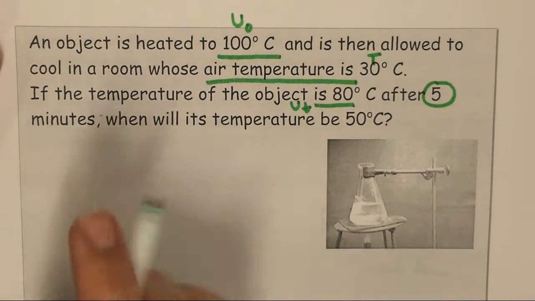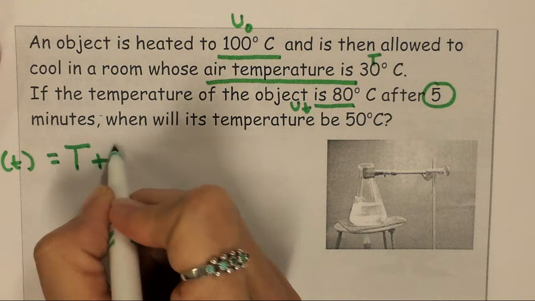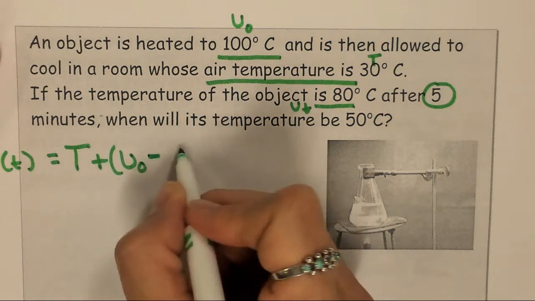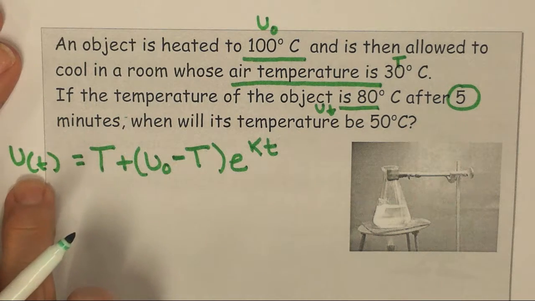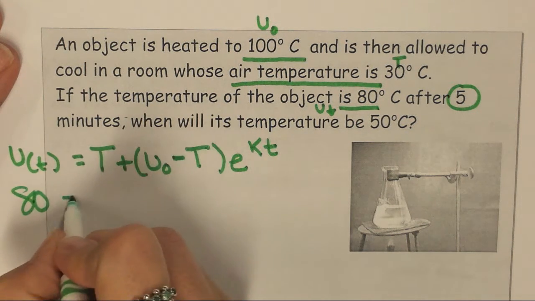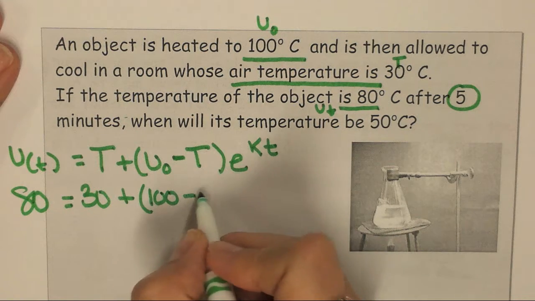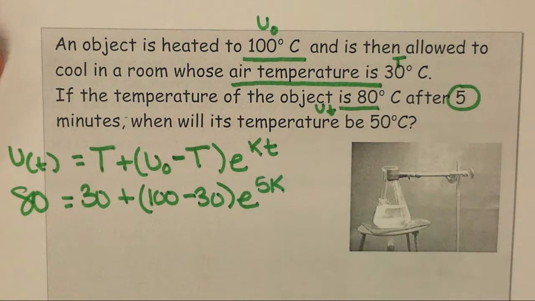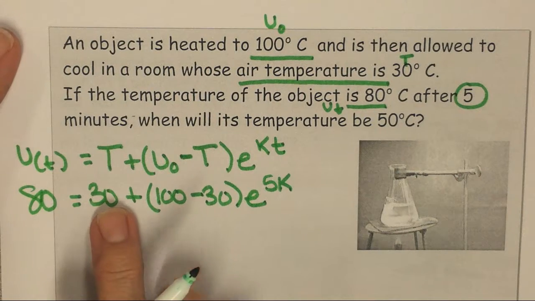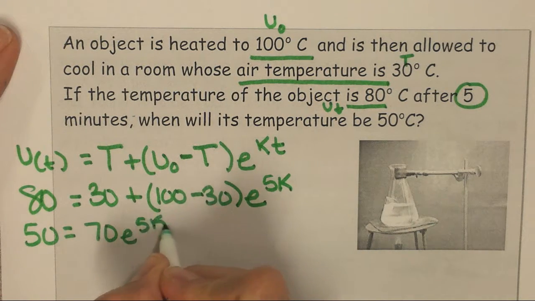So the formula that we're going to use again is U sub t, my ending temperature, is equal to the room temperature plus the initial temperature minus the room temperature times e to the kt. All right, so I know that the ending temperature right now for the first part is 80. I know the room temperature is 30. The initial heated temperature is 100, minus the room temperature, times e to the kt. Well, t is 5 minutes, so 5 and then k. So we're going to use exactly what we did yesterday in order to find the k. Order of operations: I'm going to subtract 30 first and get 50, and 100 take away 30 would give me 70 e to the 5k.